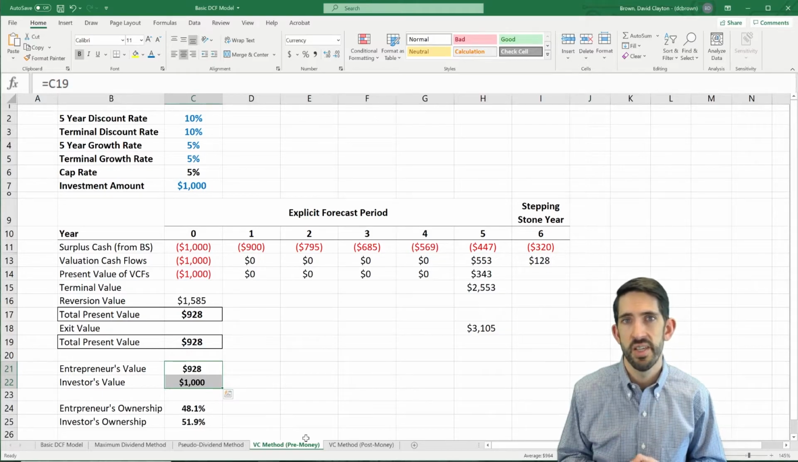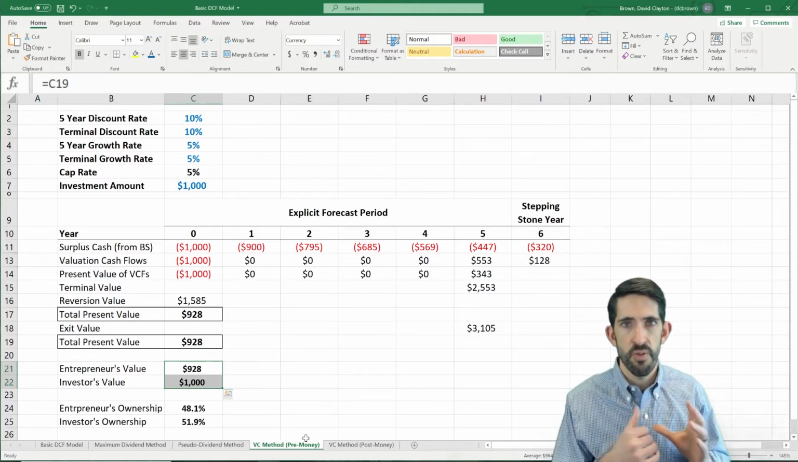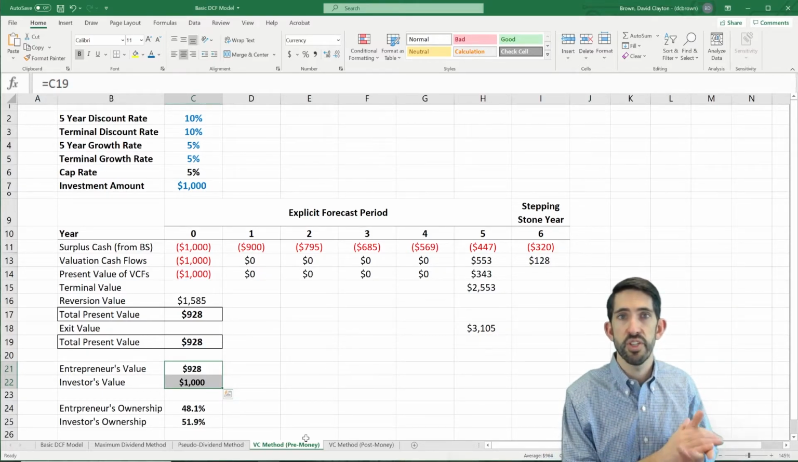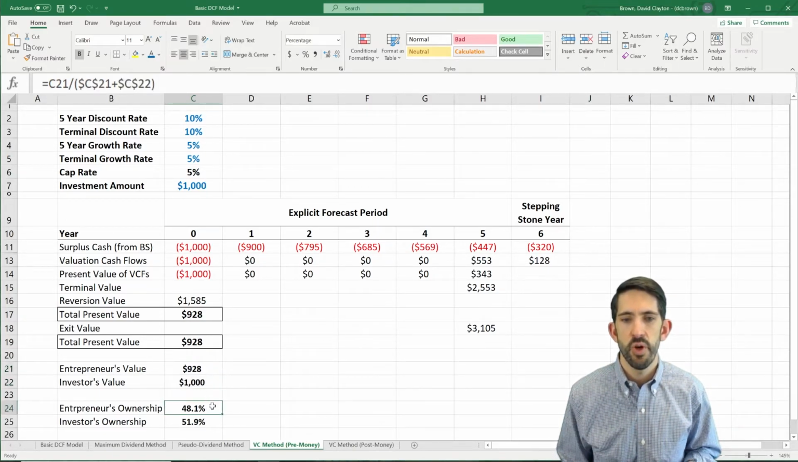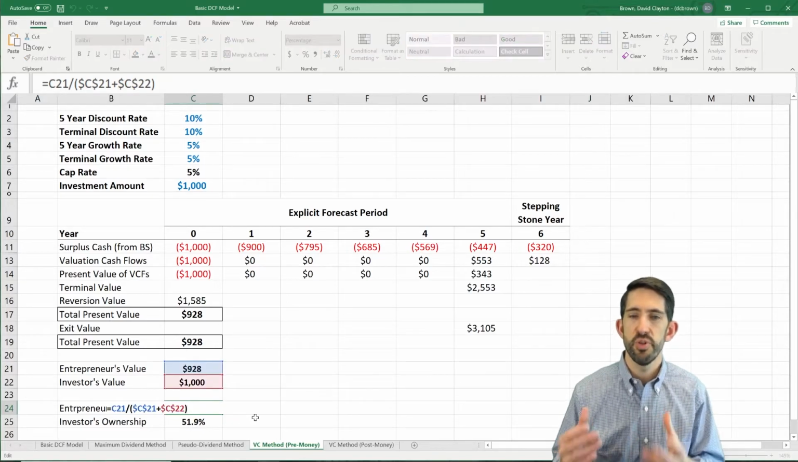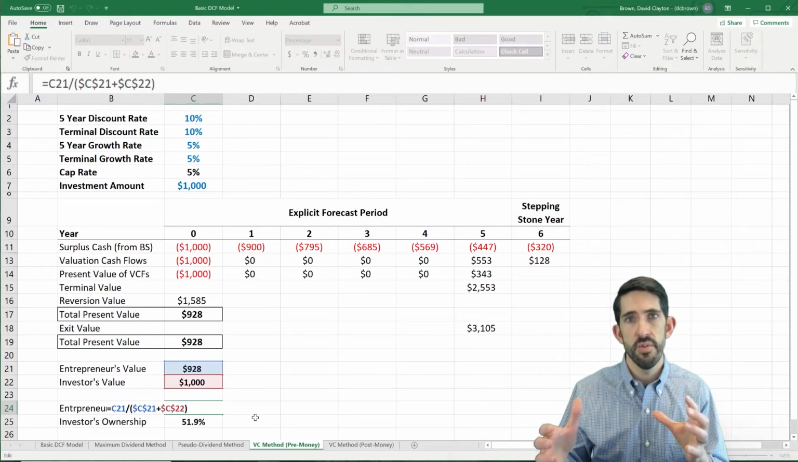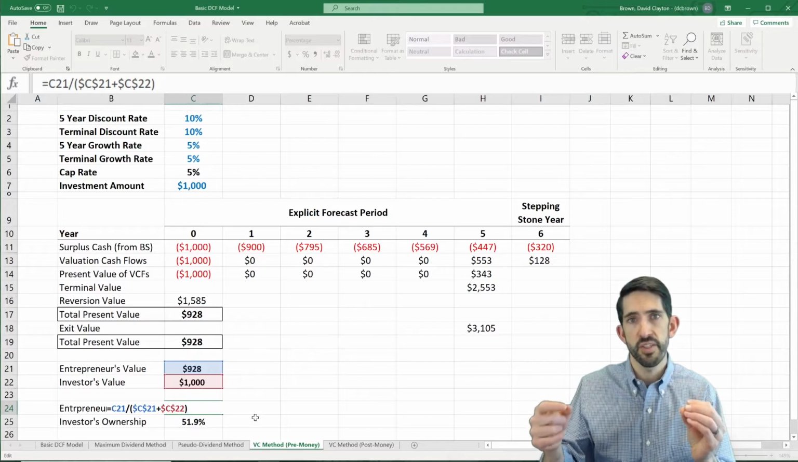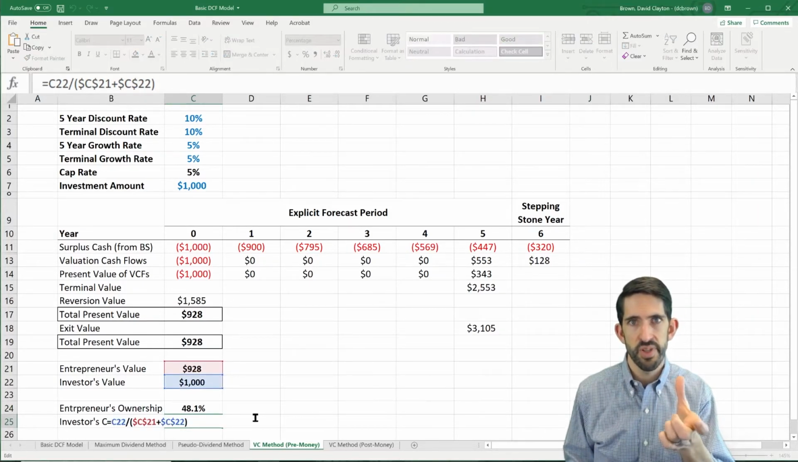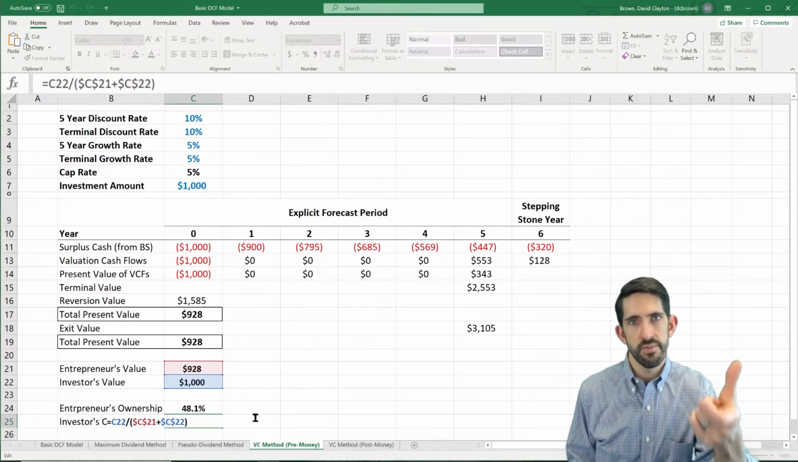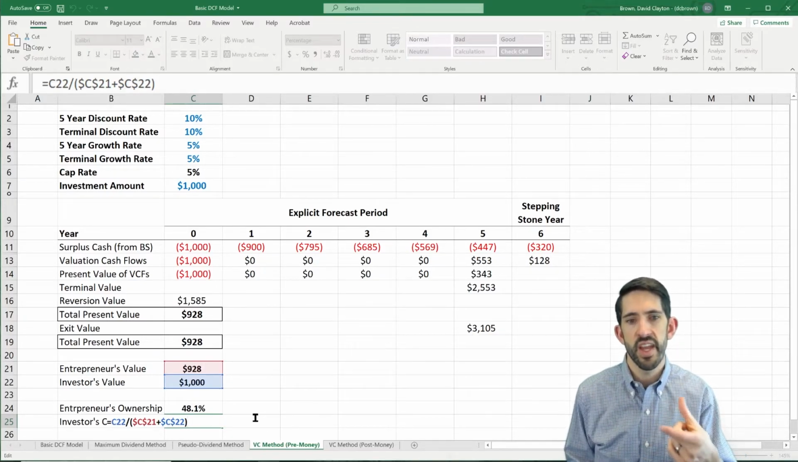$1,928. So if we want to get our valuation and figure out how much each owner gets, whether the entrepreneur versus the investor, we can just take how much the entrepreneur puts in divided by the sum of what both the entrepreneur and the investor contributed. The investor is the exact flip. It's the amount they contributed, that $1,000, divided by the 1,928, or the combined value of the company.